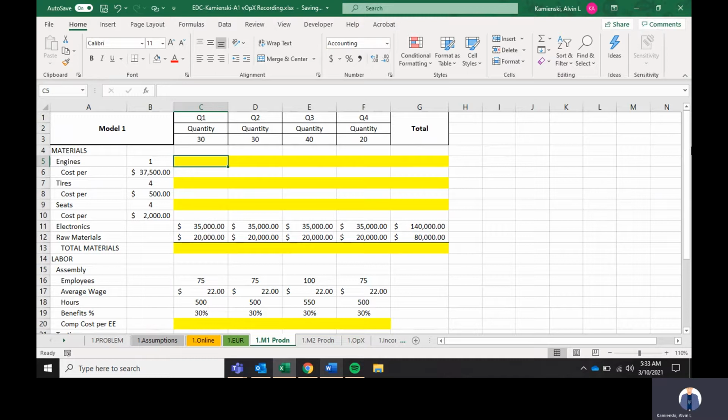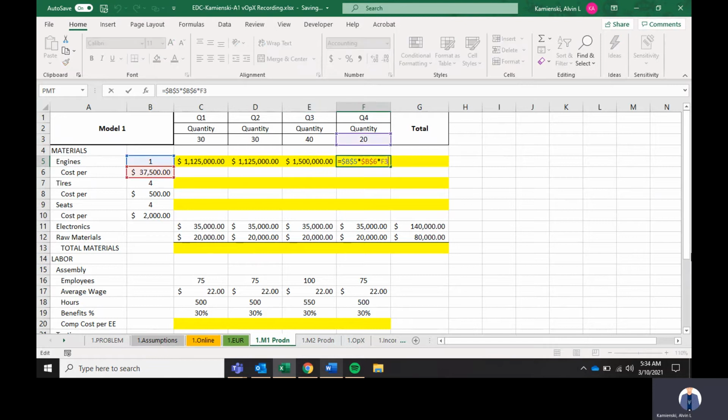All right, how are we going to go ahead and do our calculations? We're going to use some fixed referencing again. Here's the way we're going to do it. Equals, I always have one engine. I always pay $37,500 for that. So I'm going to put my dollar signs around both. But my amount of production will vary based off the quarter. So when I look, for example, in quarter four, I'm only making 20 cars. Each has one engine, but I pay $37,000 and change for each.